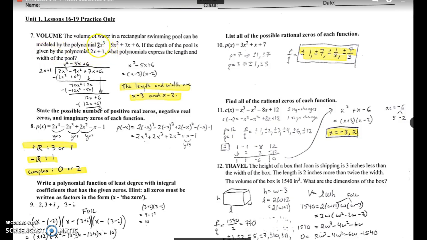Again, you are given a polynomial that represents the volume. You're finding the volume of a rectangular swimming pool. If you don't realize this, they don't give you a formula for volume, so you need to figure out what the volume formula is for a rectangular swimming pool. Well, a swimming pool that's a rectangle has a length and a width and some depth. So the volume, you have to imagine, or you can sketch, essentially you're drawing a box. And the volume formula for that is length times width times height.